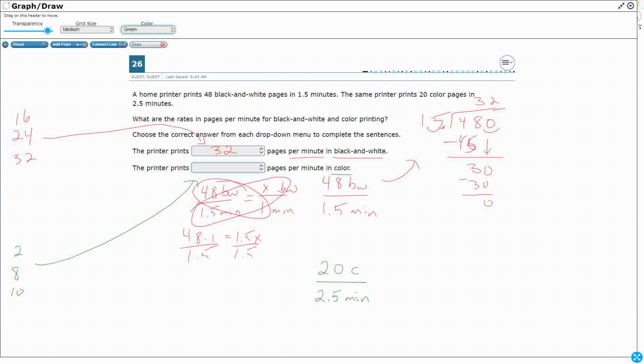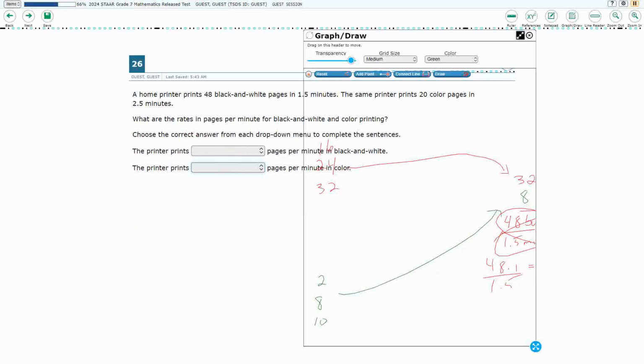All right, let's do our 2.5 into 20. Same thing, we're going to multiply by 10. And that's just going to be 8. 25 goes into 200 8 times because that's 8 quarters. So let's get 32 and 8. And that is going to be our answer. 32 black and white, 8 color in a minute.